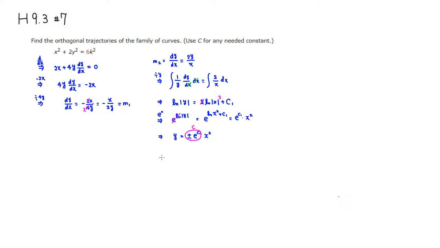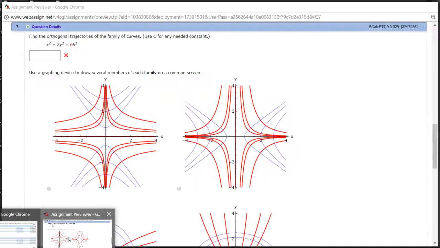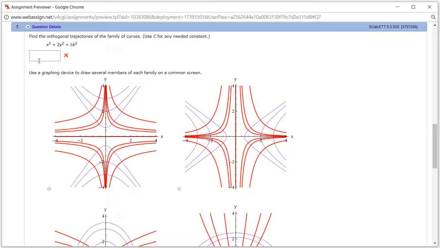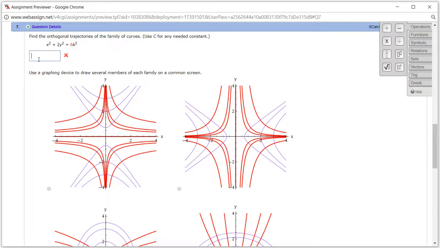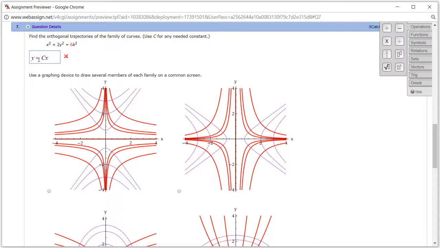So therefore, we have a family of curves. It happens to be a family of parabolas. These are the orthogonal trajectories. So let's type it in. We have y is equal to cx squared.